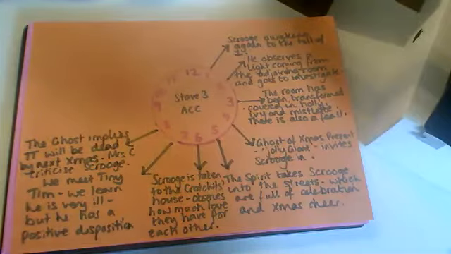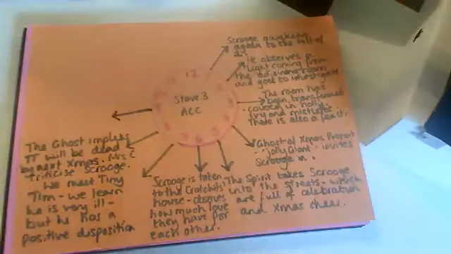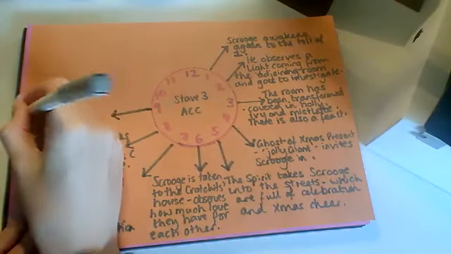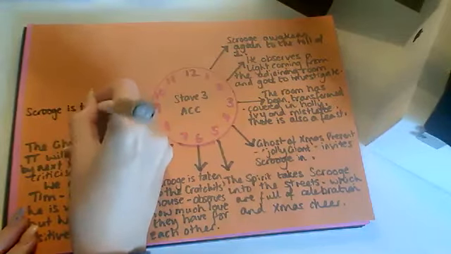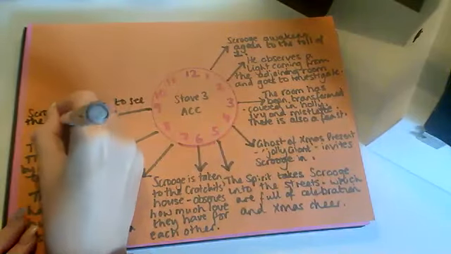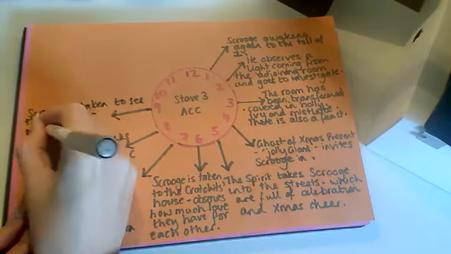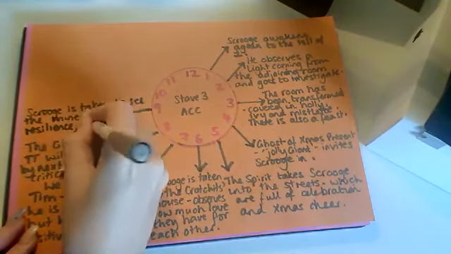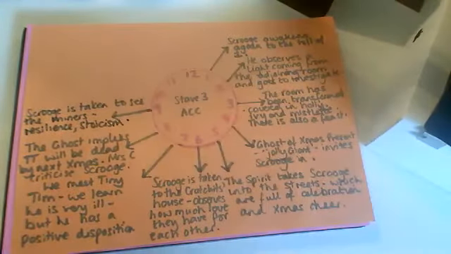Okay, next point, we leave the Cratchits now. Scrooge is taken to see the miners at Christmas. Okay, he is shown their resilience and stoicism. Okay, stoicism just means, if you're not sure what that word means, no matter how hard life is, you can just get on with it and you don't let things faze you. Okay? Okay, nearly there, folks.